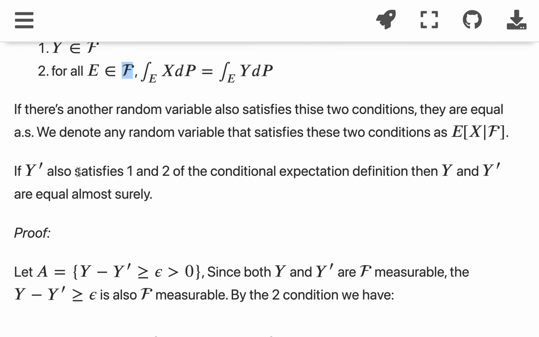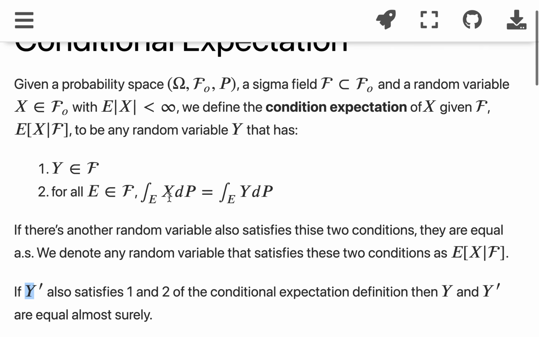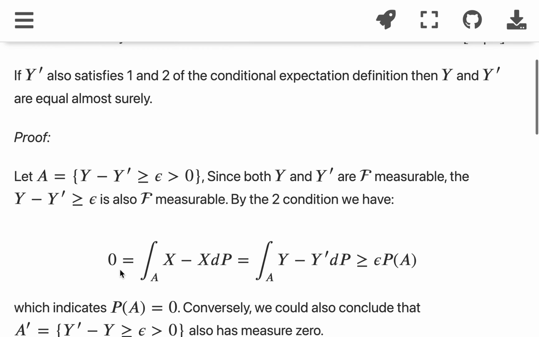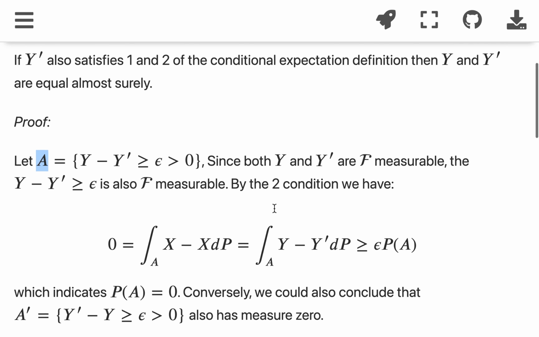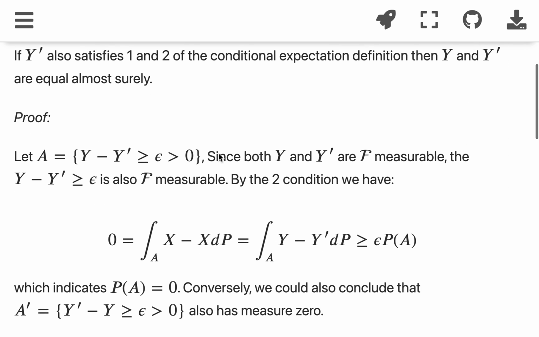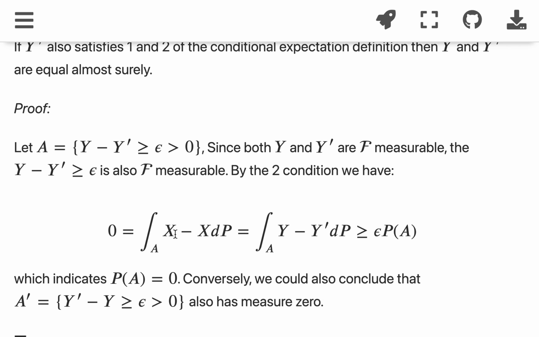The next thing just mentioned is if y prime is another version of that conditional expectation, then they are almost surely equal. And it's very easy to prove that. We can first look at the set where y is greater than y prime, and if y minus y prime is greater than some positive epsilon, then for this set A, we want to prove that it has probability measure 0. And it's actually true because by the definition of conditional expectation, the integral of x minus the integral of x is equal to the integral of y minus y prime.